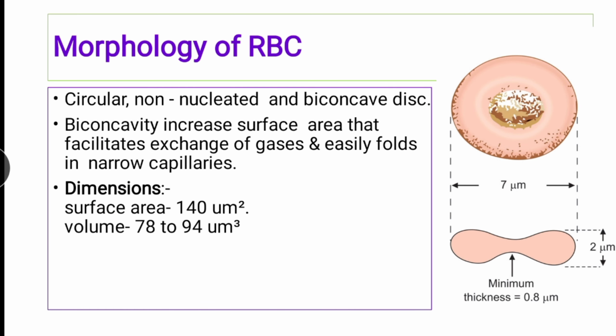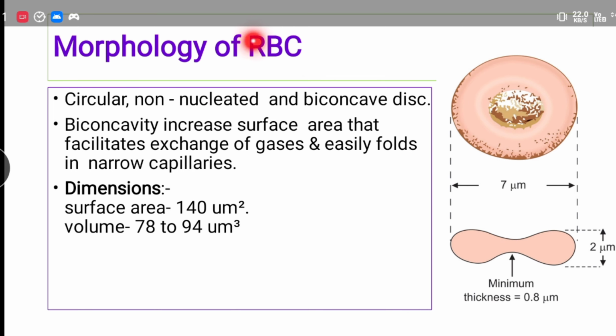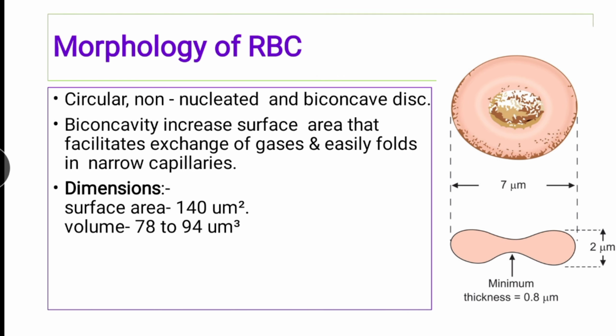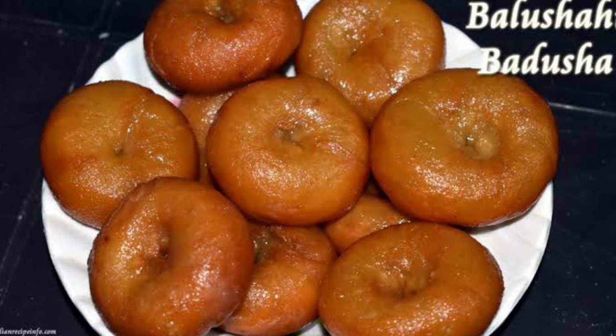Describing the morphological features of the RBCs. From your lower classes, you know that RBCs are circular, biconcave, and non-nucleated discs. In simple words, RBCs look like balusha. If you don't know what balusha is, I will show you a figure of that balusha.